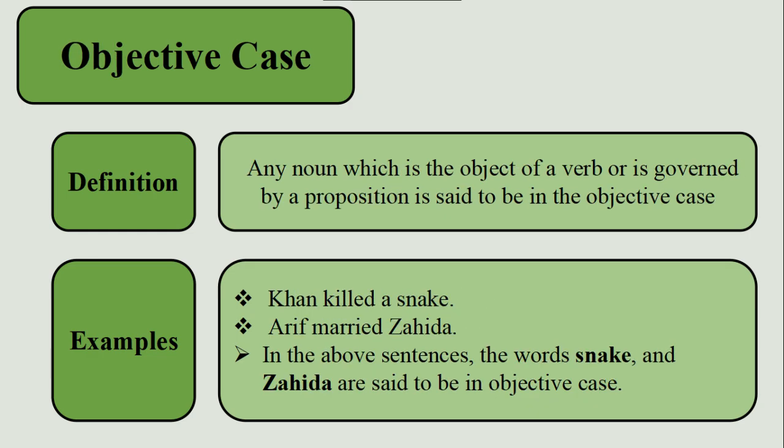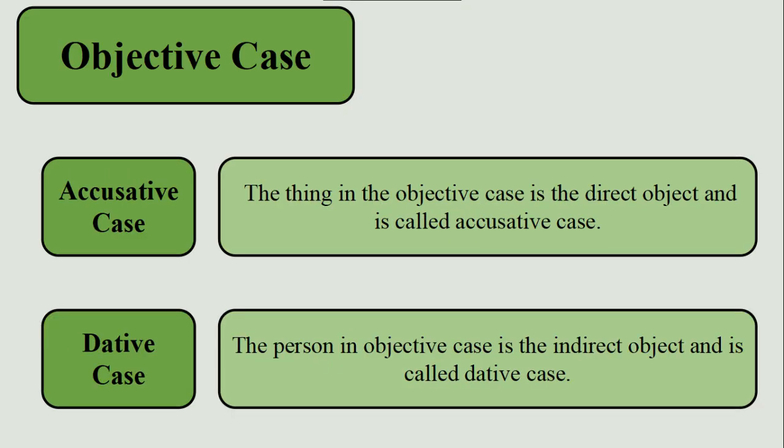Then objective case. Right. Objective case is broader. It applies to any noun that is the object of a verb or is governed by a preposition. It's receiving the action or related by a preposition. So in Khan killed a snake, snake is the object of killed. That's objective. Yes. Or Arif married Zahida. Zahida is the object of married, so she's in the objective case. Okay, but you said objective breaks down further. Yes, and this is a really useful distinction for clarity. Within the objective case, we can differentiate between the accusative case and the dative case.